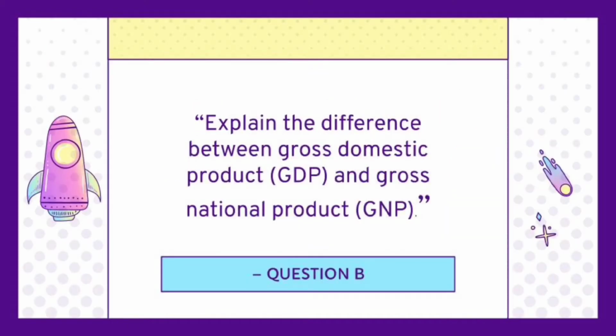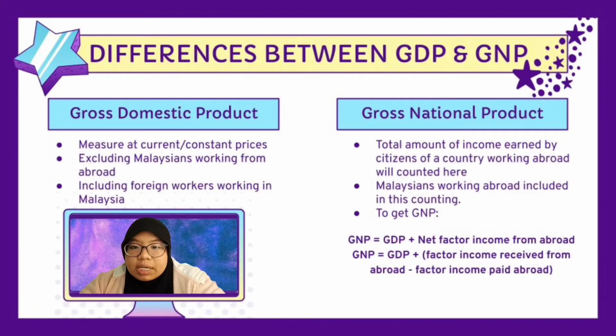Next, we'll be explaining the differences between GDP, which is Gross Domestic Product, and GNP, Gross National Product. GDP, also known as Gross Domestic Product for short, is the total market value of all final goods and services produced by the factors of production within a country in a given period of time.